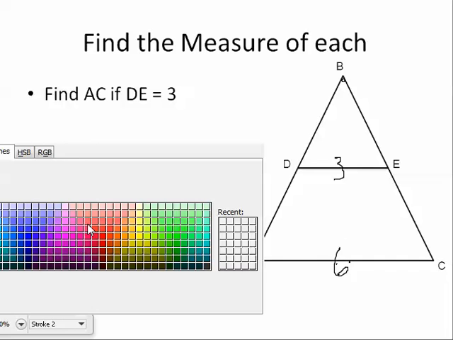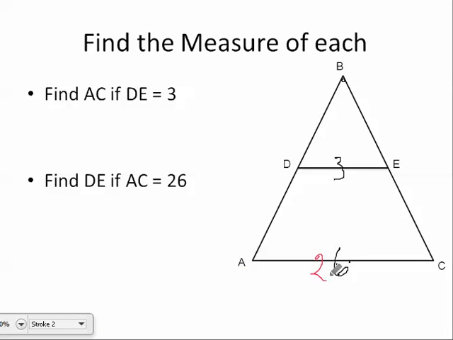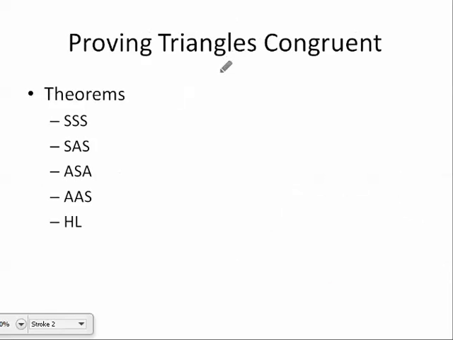If I looked at it from another perspective, what if I told you that this one down here was 26? What would the mid-segment be? Well, 26 divided by 2 is 13. That's what that would be. That's how these type of problems are put together, okay? You just got to make certain you know how to work them.